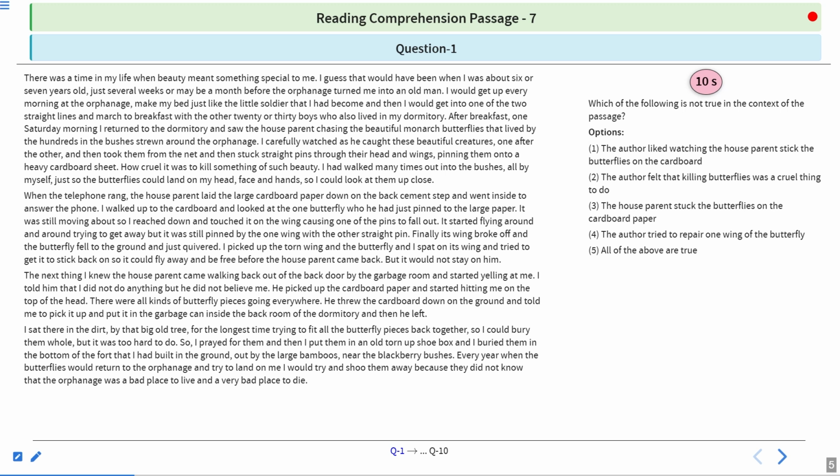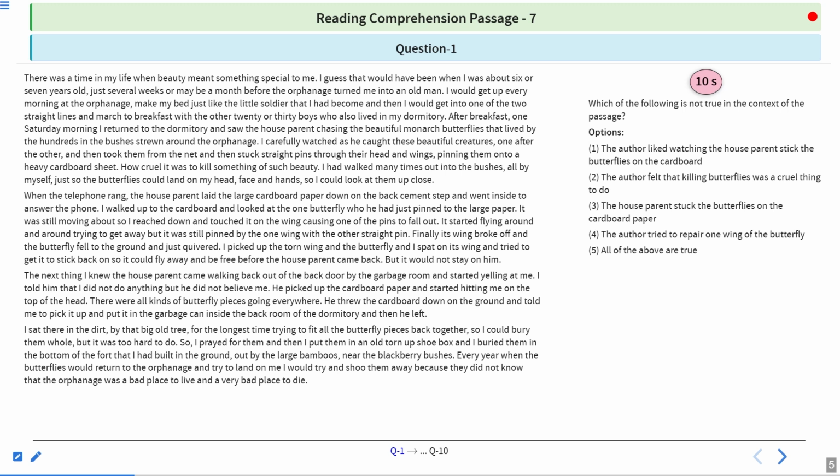The next thing I knew, the house parent came walking back out of the back door by the garbage room and started yelling at me. I told him that I did not do anything, but he did not believe me. He picked up the cardboard paper and started hitting me on the top of the head. There were all kinds of butterfly pieces going everywhere.